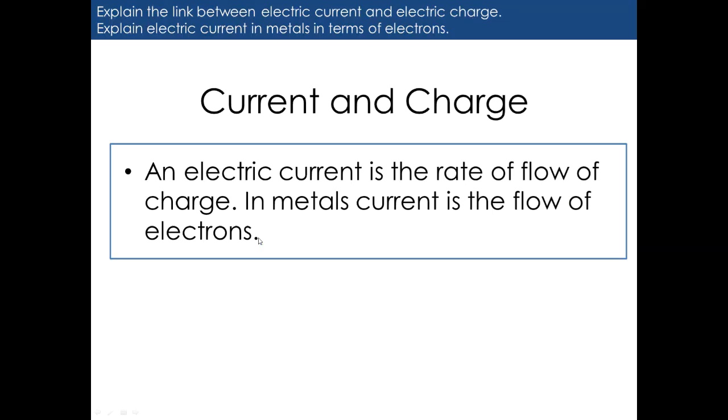So let's start actually by talking about current and charge. An electric current is just the rate of flow of charge, how quickly charge is moving around a circuit. Think about the current of water, how fast water is flowing. It's much the same sort of thing. In metals, which is what we'll mostly be worrying about, current is the flow of electrons. Electrons are the charged particles, remember, that are able to move in a metal. A metal is a lattice of positively charged ions surrounded by a sea of delocalized electrons. Those electrons are able to flow and move.